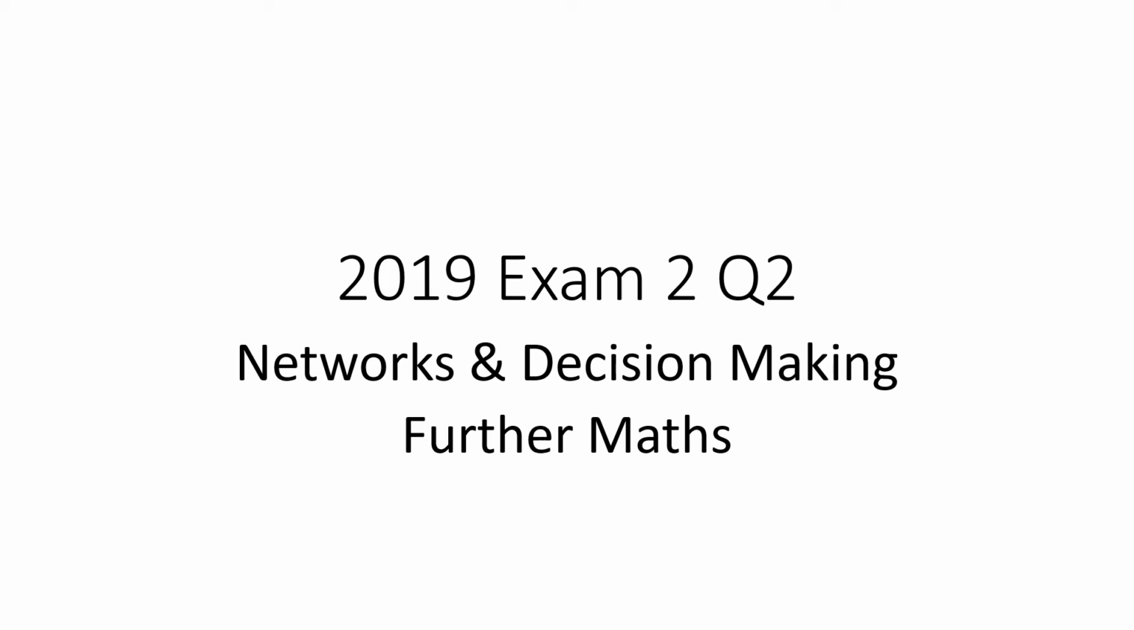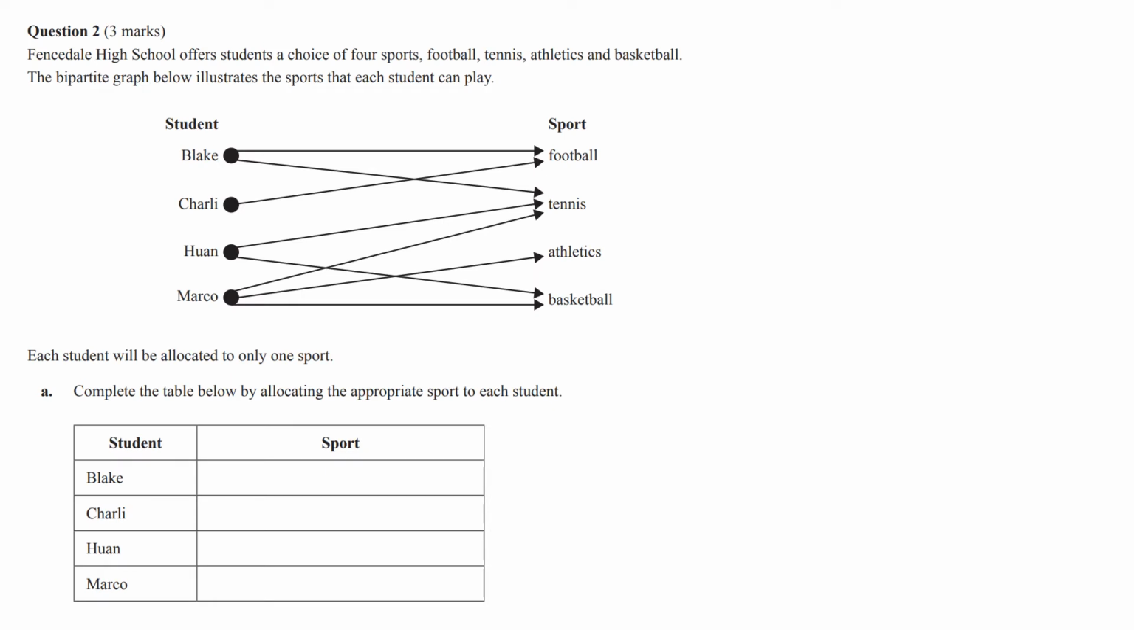2019 Exam 2, Question 2, Networks and Decision Making. Okay, in our allocation problem, we've got students who must be allocated to sports, and we fill out the table below with the answers. Looking quite closely at this diagram, you can see that Charlie has only got one connection to football, so if they only got one choice, that must be them.